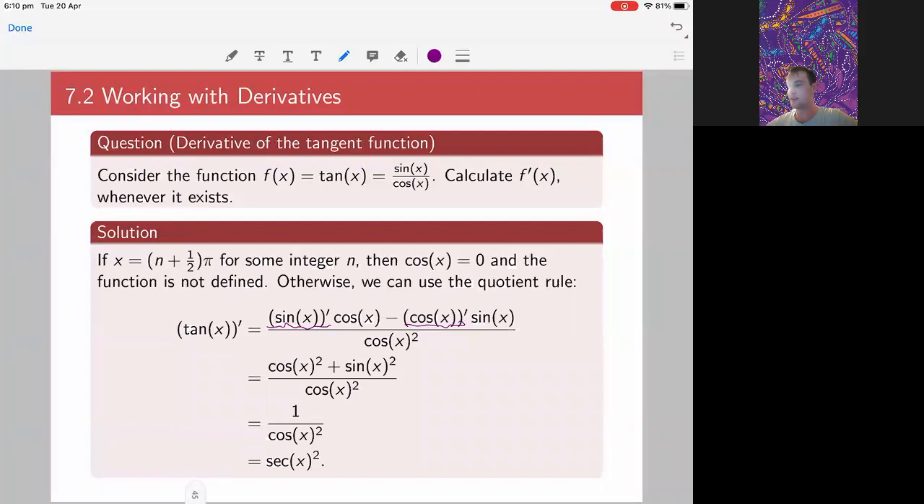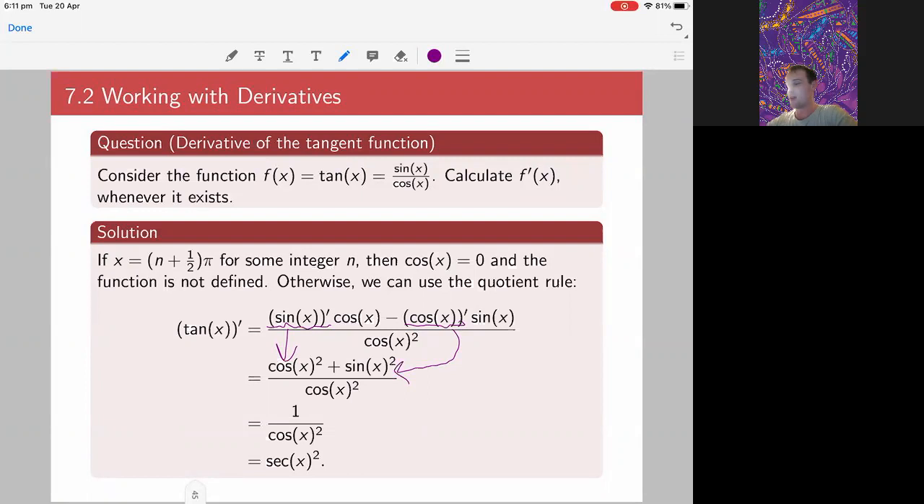Okay, so we've got the derivative of sine times cosine minus the derivative of cosine times sine. Now remember, the derivative of sine is equal to cosine, so that means this term just becomes cosine squared. On the other hand, the derivative of cosine is minus sine. Those two minus signs cancel out, and we get cosine squared plus sine squared.